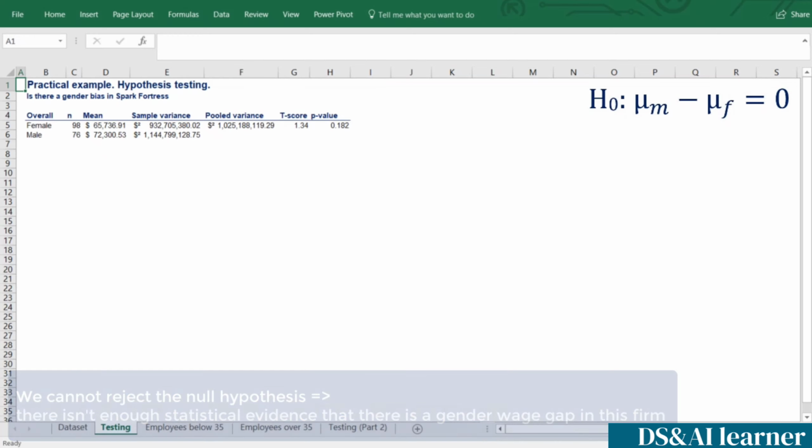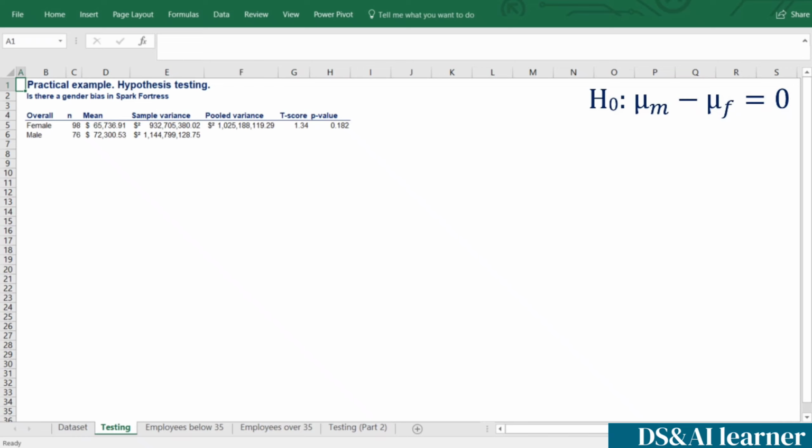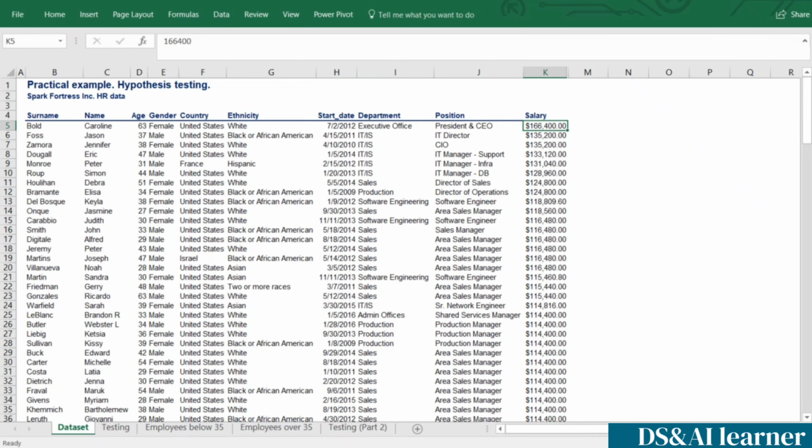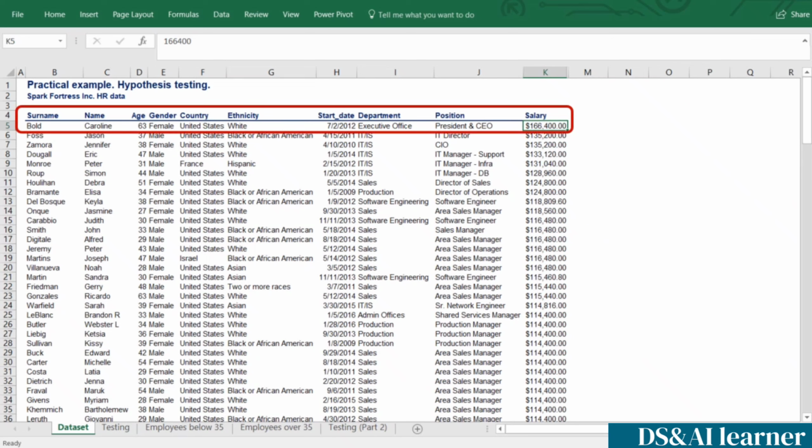But let's dig just a bit deeper into this result. Personally, I'm interested to know if there is no wage gap at all, or maybe there is one hidden beneath the aggregate values we just investigated. Sometimes it is a good idea to examine the dataset manually. That's something we didn't do in the beginning, but we should have done. Let's order the salaries from largest to the smallest. We can see that the highest paid employee is actually the president and CEO of the company, Caroline Bold, who is female.